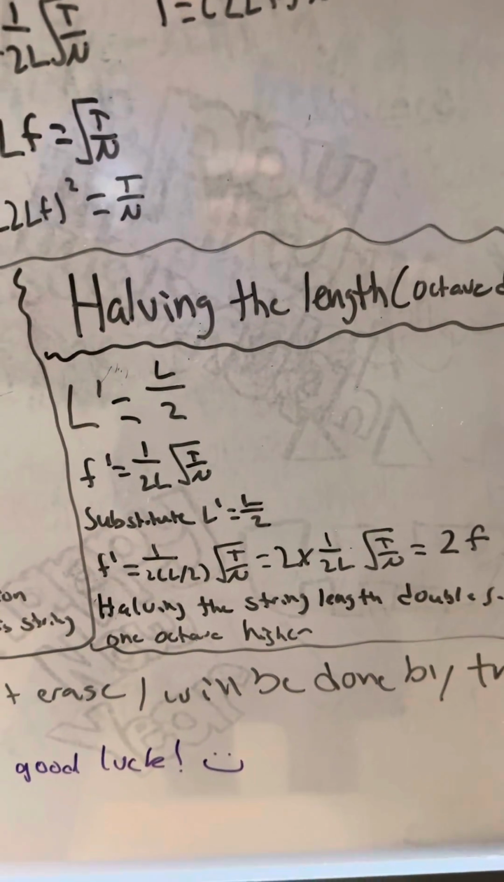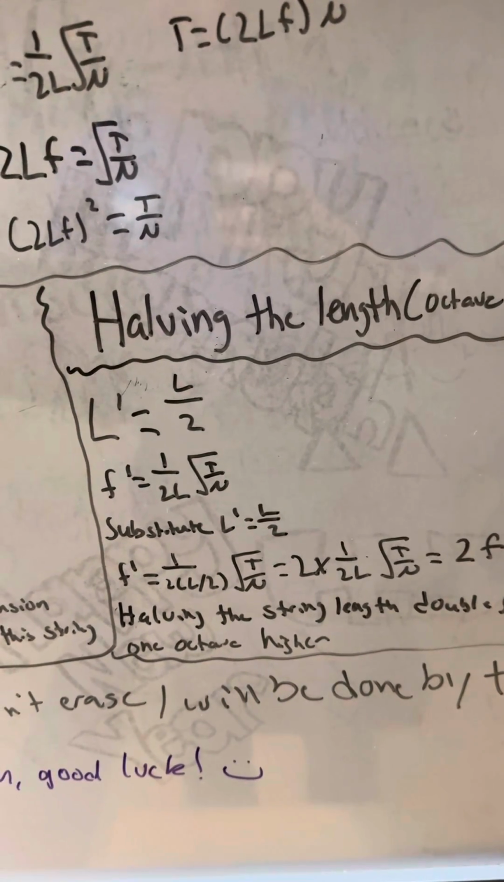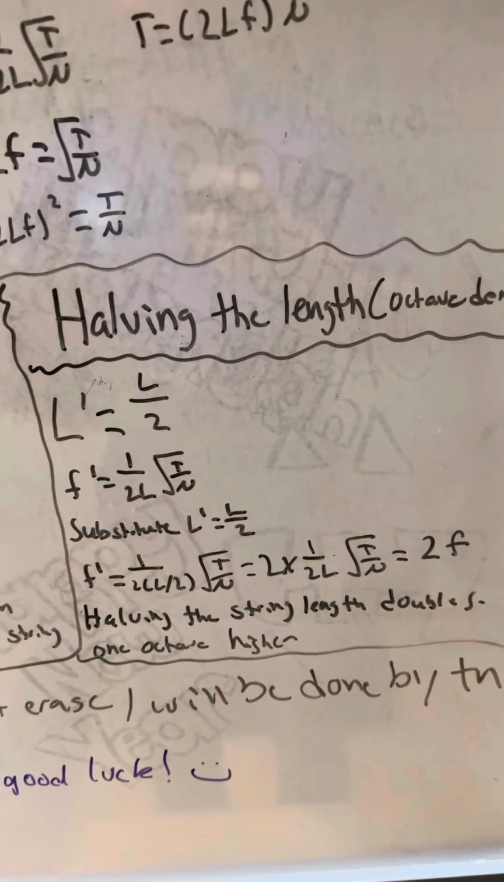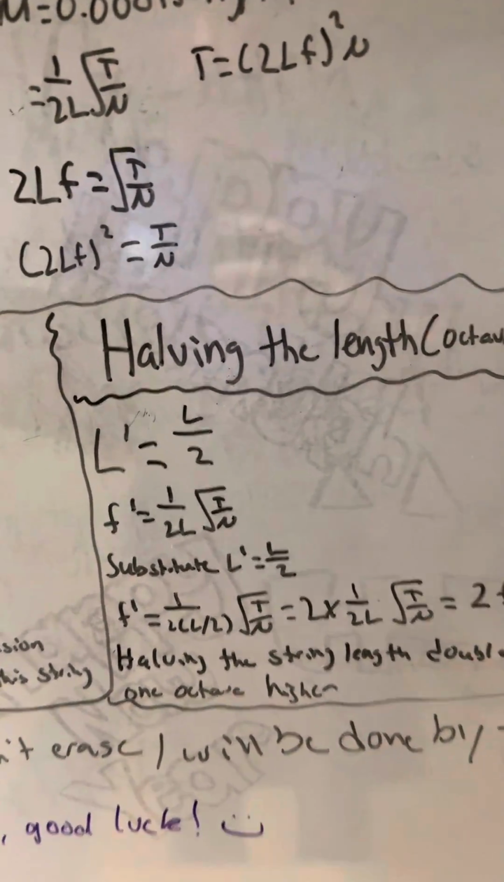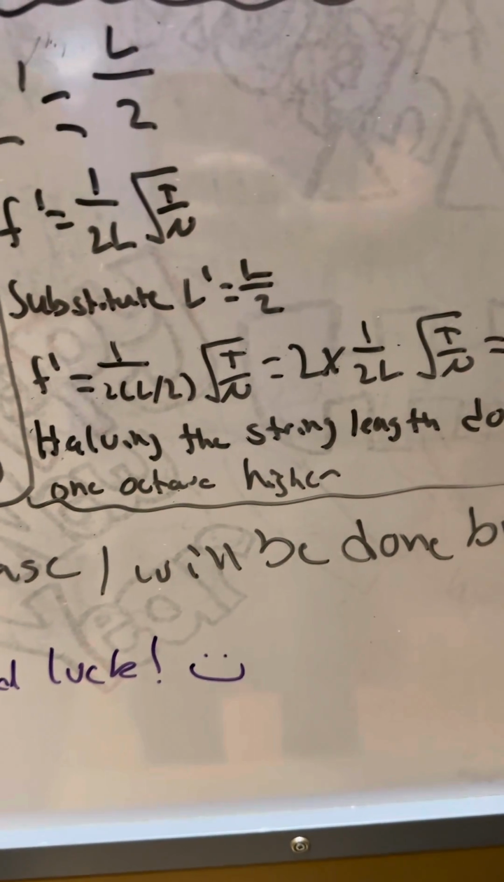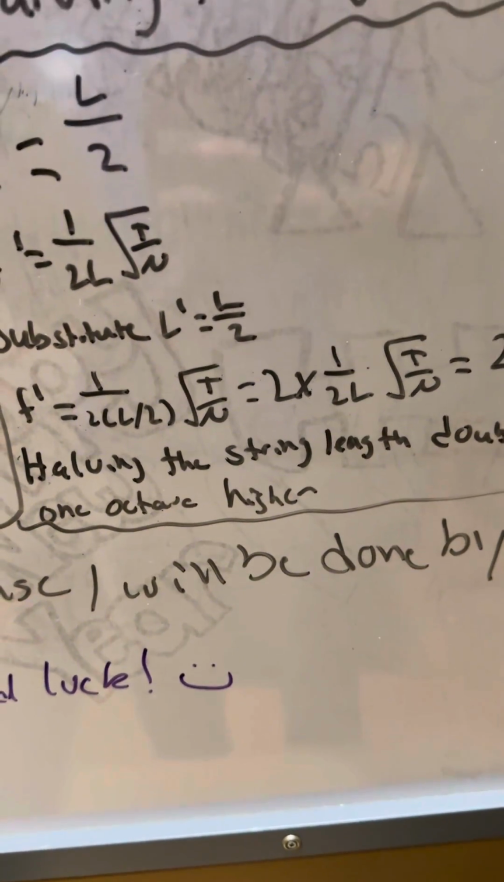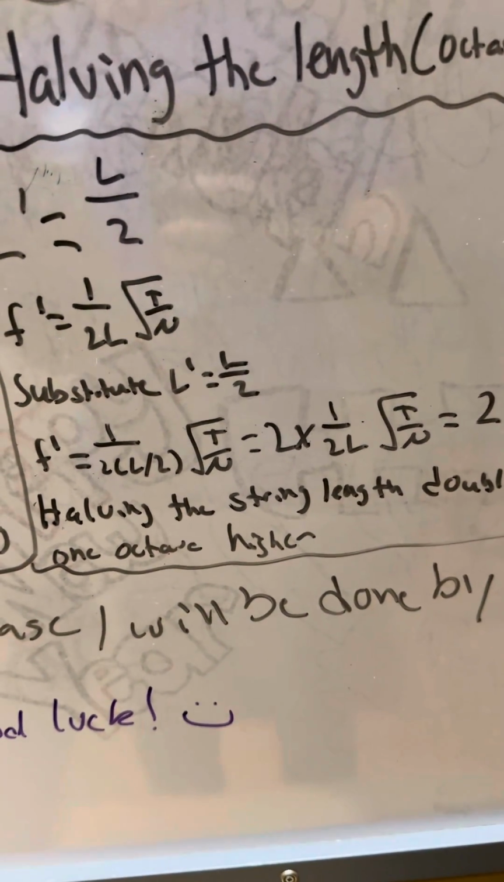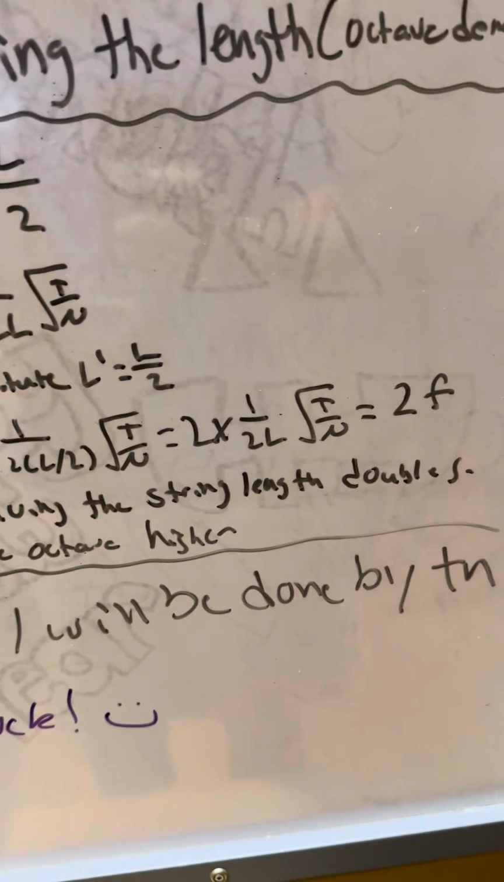So this is the equation when I make the string half as long. When I press down on the 12th fret, all of this equation, so this right here, is halving the string length, which doubles the frequency, which is 1 octave higher. That's exactly why the note at the 12th fret sounds 1 octave higher than the open string.